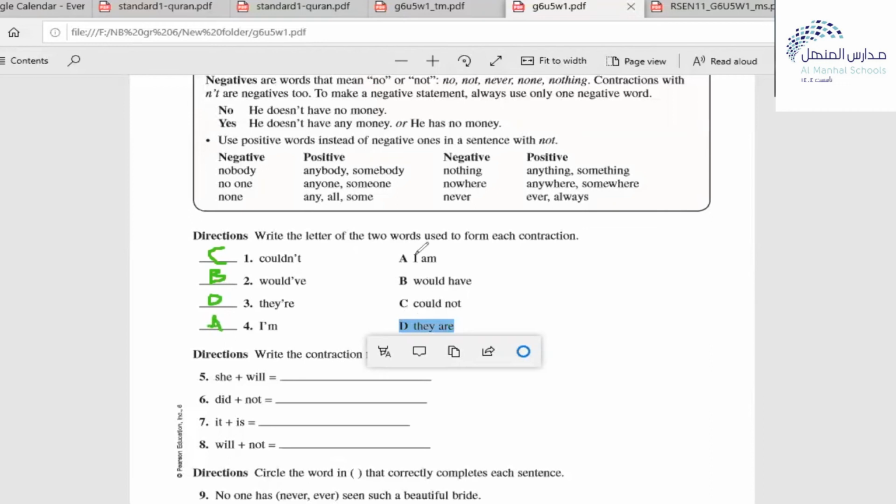Now we continue. For numbers 5 to 8, read the direction: write the contraction for each pair of words. She plus will, she'll. Did plus not, didn't. It plus is, it's. Will plus not, won't. Don't forget, it's an exceptional case. Won't.